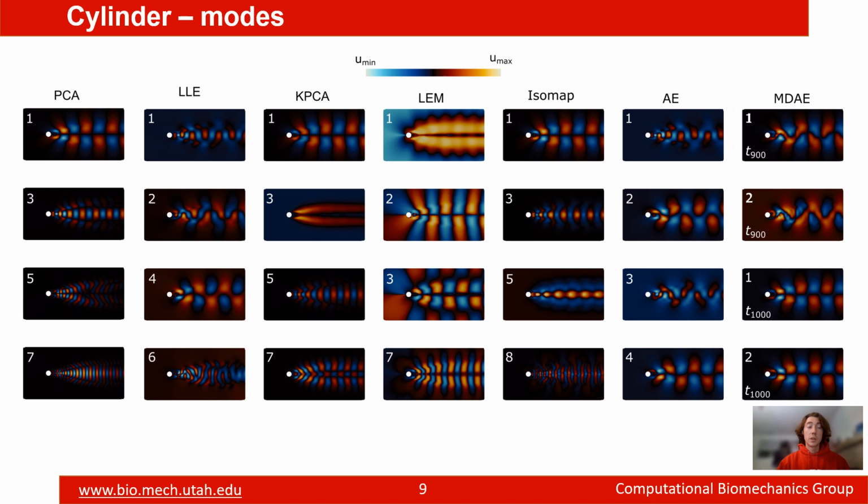We can see some similar patterns, for example, PCA1, LLE4, KPCA1, LEM3, ISOMAP1, and autoencoder 2 and full all show the same pattern. What's also interesting is that LLE and autoencoder reveal some more nonlinear structures compared to the other methods.